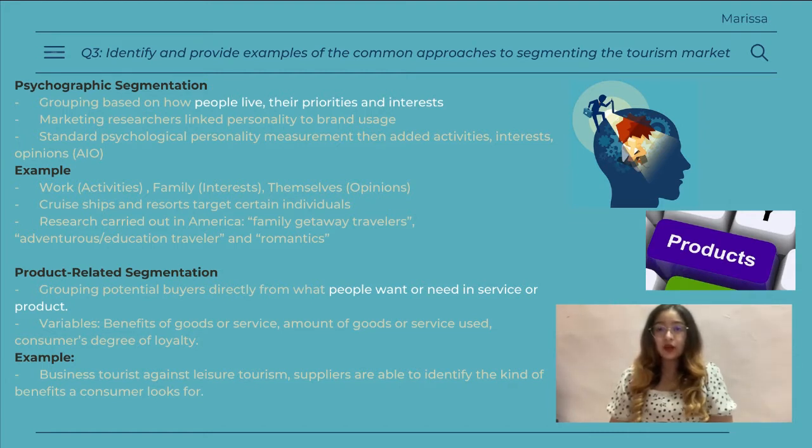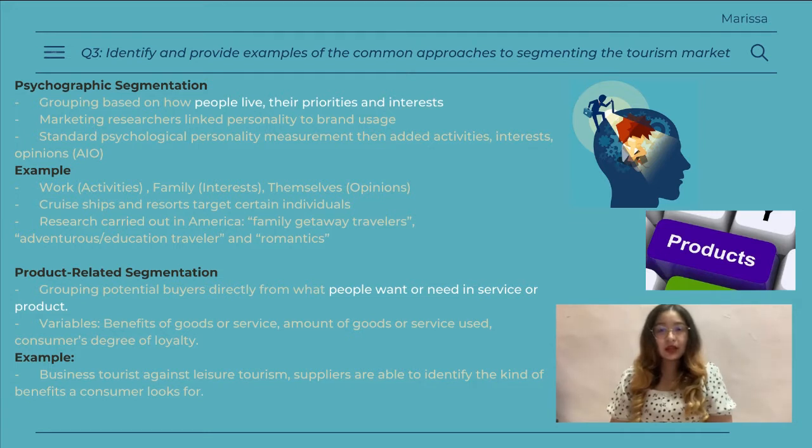Cruise ships and resorts have also opted for this segmentation, whereby they target individuals with similar hobbies, musical interests, or even sport preferences. In the context of the American travel market, research has been done which identified three large segments termed as the family getaway travelers, the adventurous and educational travelers, and also the travelers who are considered romantics.